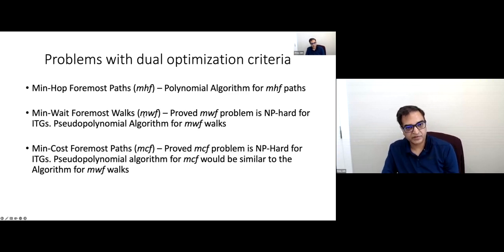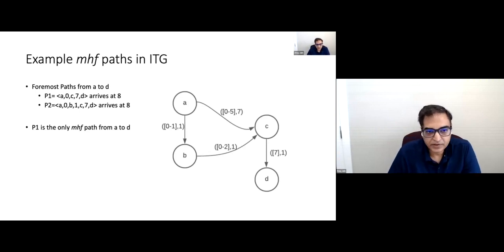And then there is an MWF walk problem. And we proved that this problem is NP hard for the interval temporal graph, but polynomial for the contact sequence graph. And we develop a pseudo polynomial algorithm for the MWF walks. Again, these are the foremost walks that arrive at the destination with minimum wait time across the entire walk. And then finally, the min cost foremost. This is also NP hard on the interval temporal graphs. And the algorithm would be very similar to the MWF algorithm.